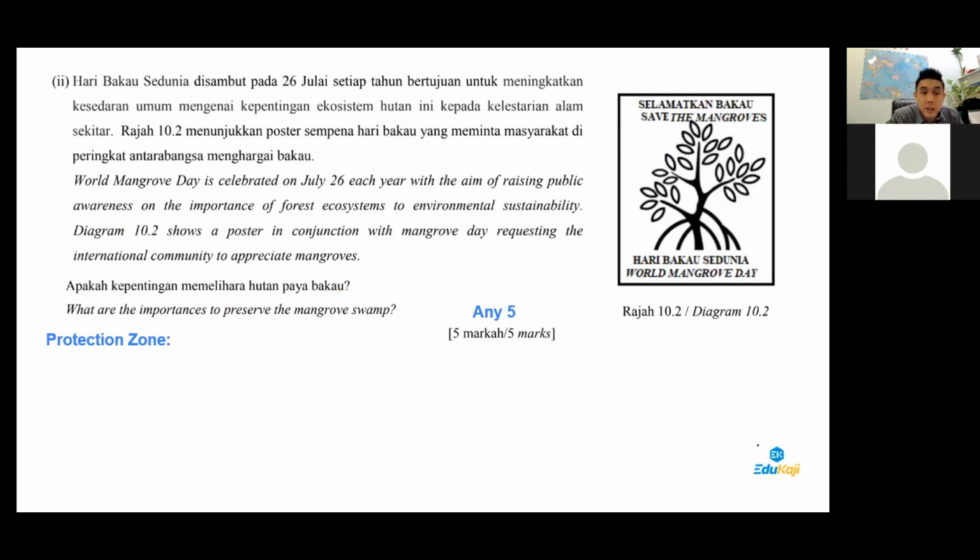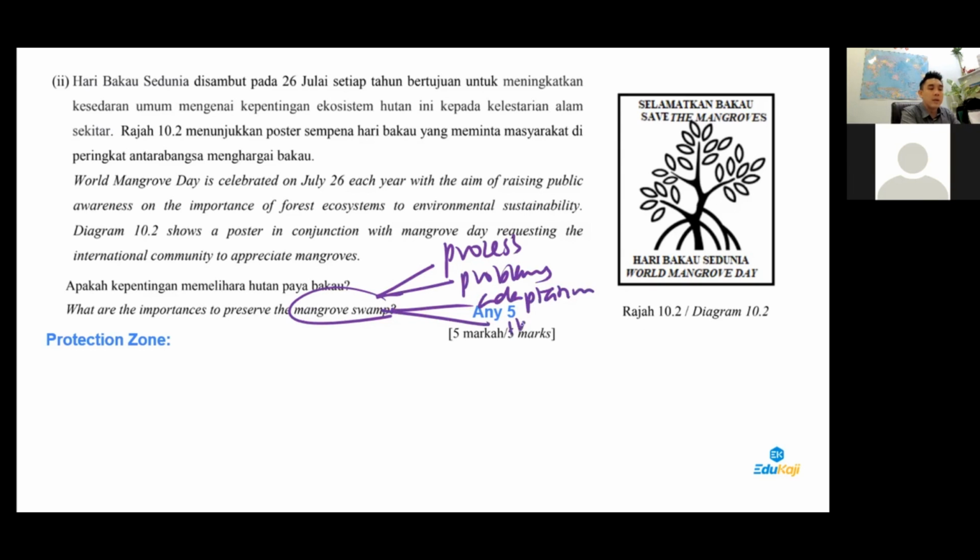Okay, wow, long question. World Mangrove Day, July 26th each year. Public awareness. Okay. Poster. What is the importance? Yeah, main point is this. Why is it important to preserve mangrove swamp? Guys, I always tell students, when it comes to mangrove, there are 4-5 things you have to study. The process, like just now, the problems faced by plants, the adaptation. Okay. And one more will be this, importances. So these four, so here obviously they're asking for importances.